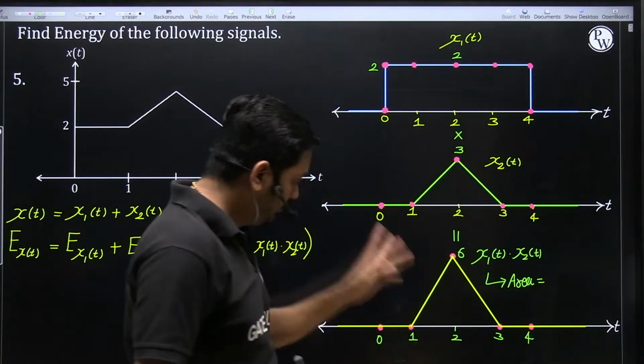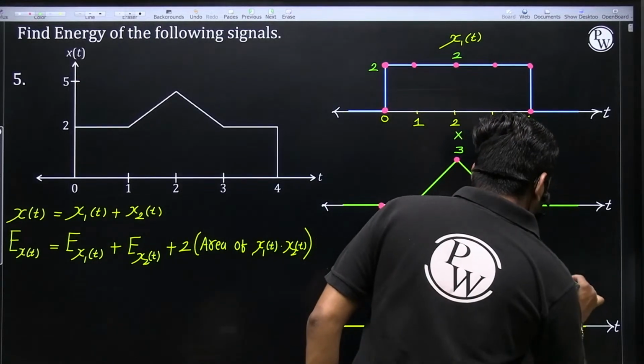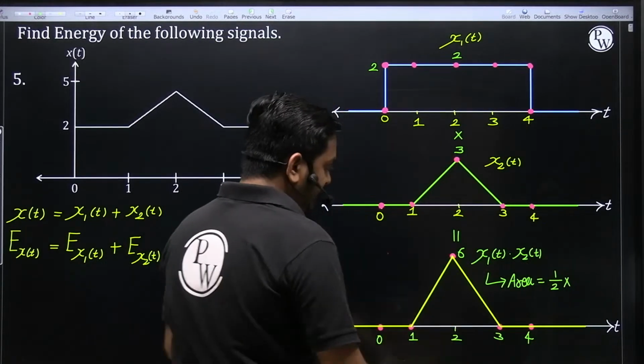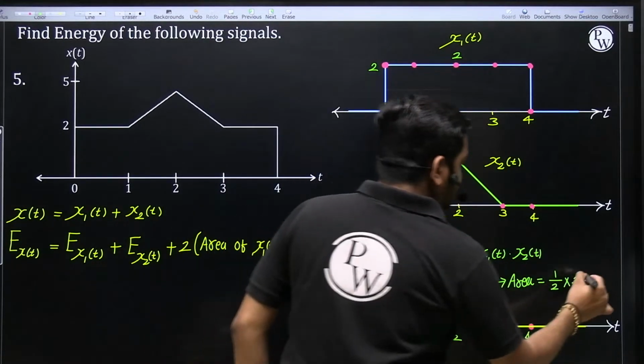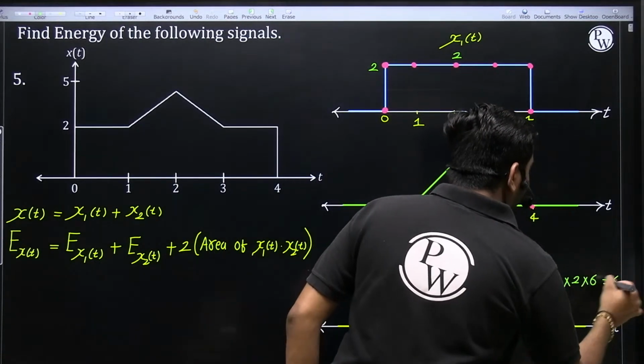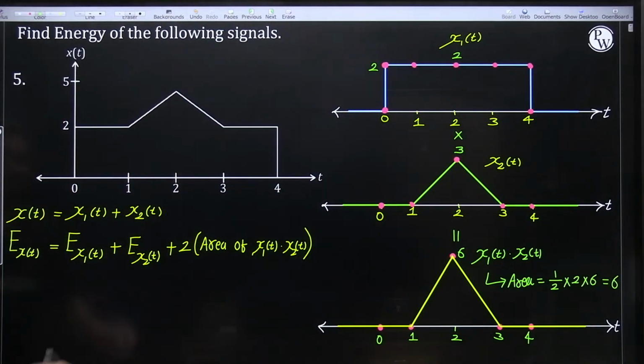Area. So the area of this multiplied signal, which is nothing but a triangle, is 1 by 2 into base. What is the value of base? Base is 2 and height is 6. So here the multiplication is 6. The area of the multiplied signal is 6.